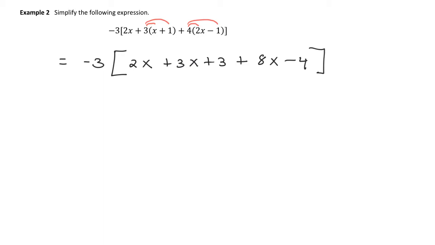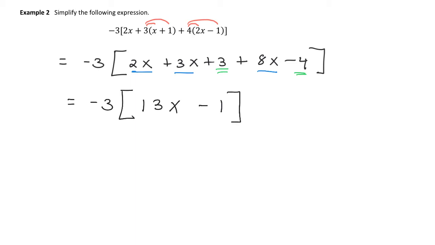I think at this point, I want to simplify this portion of the problem before I multiply in this negative 3. I see there's like terms. I have a 2x, a 3x, and an 8x. So I'm just going to underline those. These are all like terms. And then the 3 and the negative 4, I can combine those as well. So I get negative 3, open my parenthesis, 2x plus 3x is 5x, and 8 more is going to be 13x. And then the 3 minus 4 is going to give me negative 1.